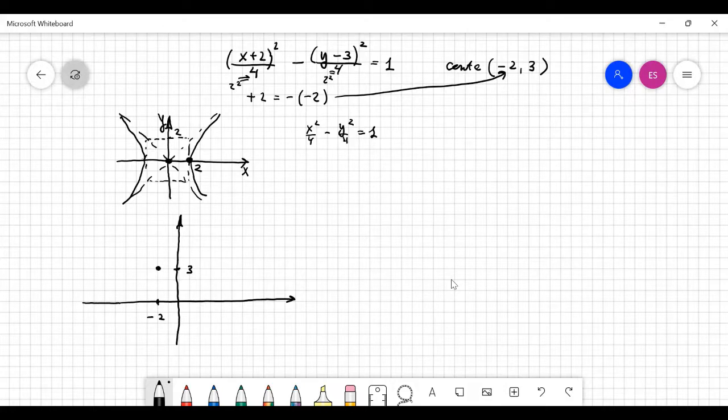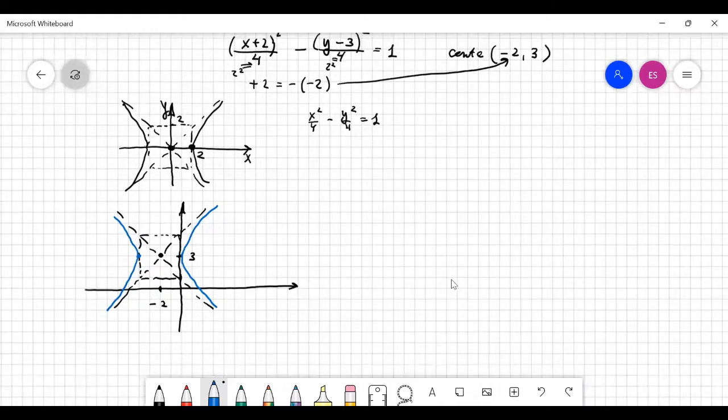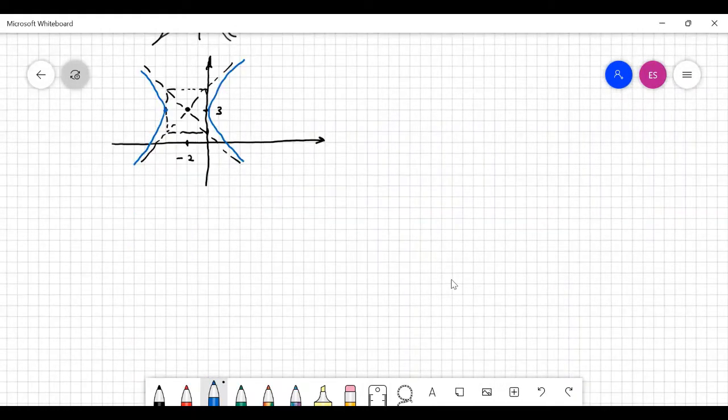From the center, we are going to draw a fundamental rectangle. In our case, it's a fundamental square with 2 units around, right? And then draw the asymptotes and just kind of copy the hyperbola. Here. And over here. And that's going to be our shifted conic. Okay. Slightly more complicated example of shifted conics.